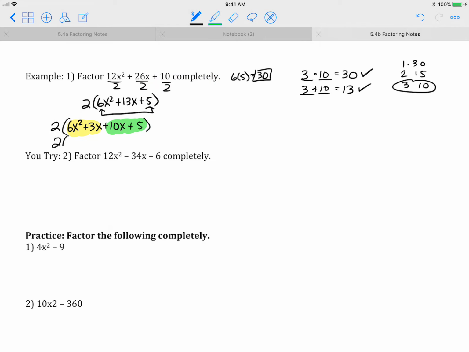Okay, so here's the 2. The first two terms are both divisible by 3, and they both have an x. What's left over? An x and nothing, so we put a 1 down, because we have to write something down, and if you factor everything out, you're left with the identity of 1. Next, they both are divisible by 5, and that's it.